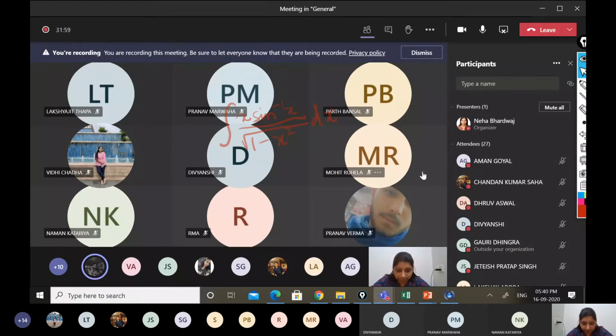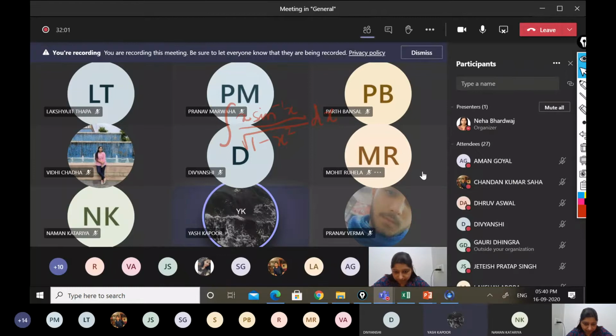Ma'am, I'm having connectivity issues and it's showing video cannot be opened. It cannot process the video. It's not showing your screen, your video. Okay, can you repeat the question? It is the integral, in the numerator, x into sine inverse x.